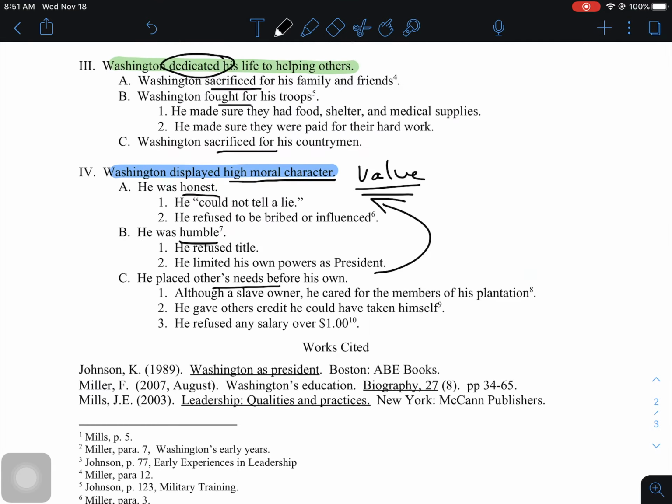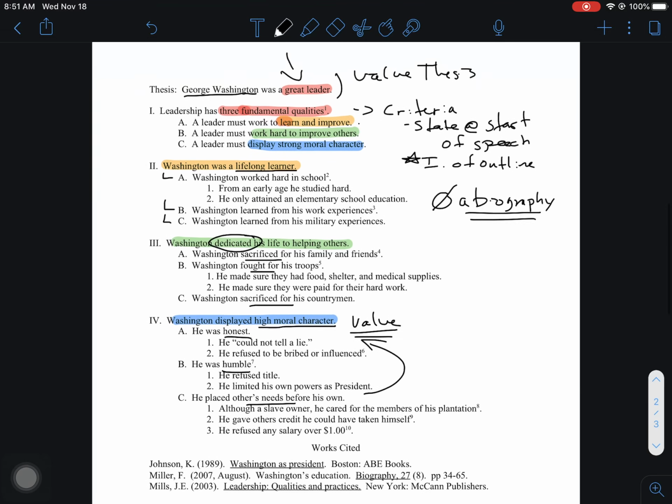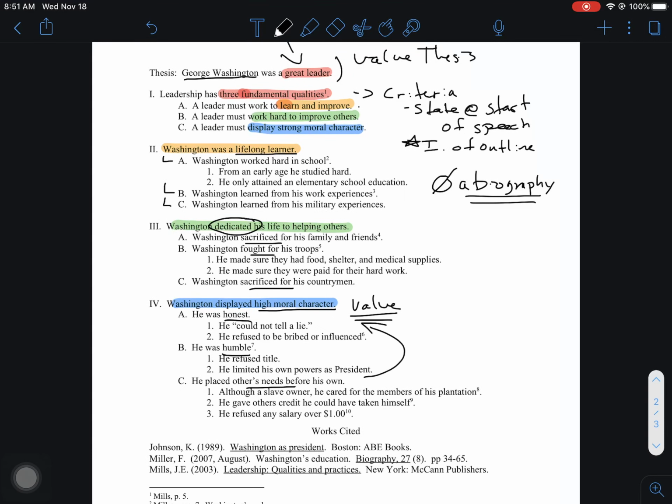I hope that makes sense, and I hope that if you run into questions and you're having trouble at all with your outline, talk to me about it, make a point of meeting with me to go over your outline so that we can make sure that your argument is sound and that it is valid and that you have a good, solid speech. Thanks.